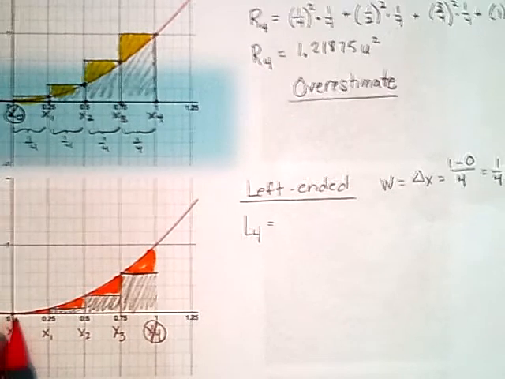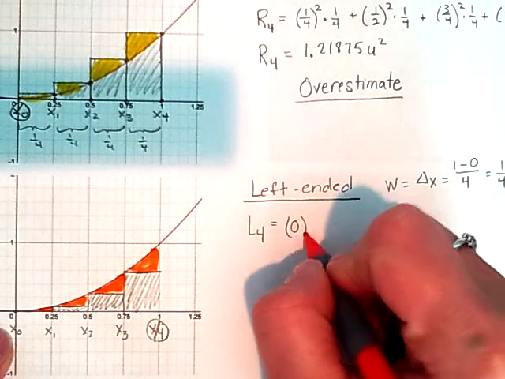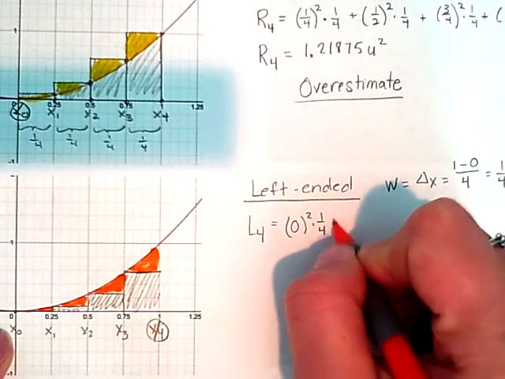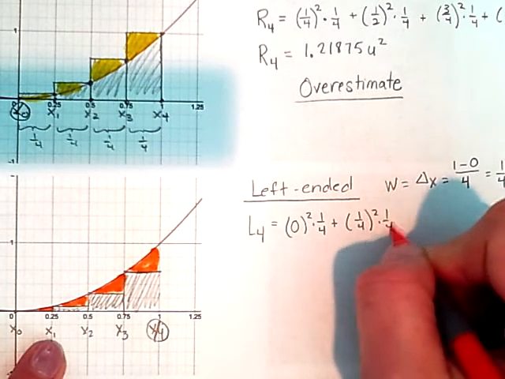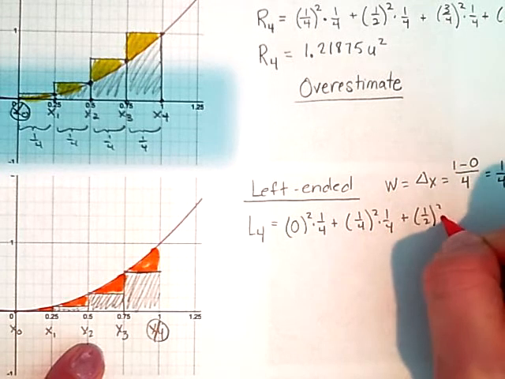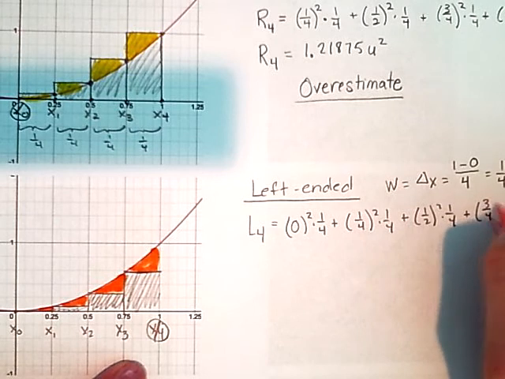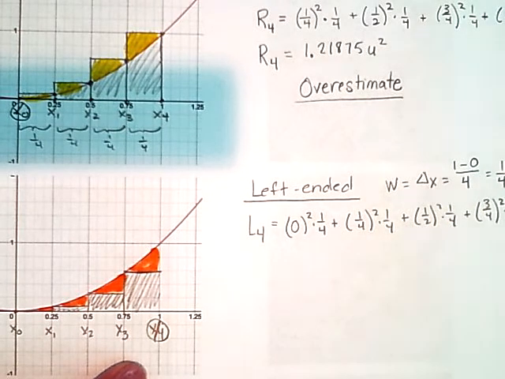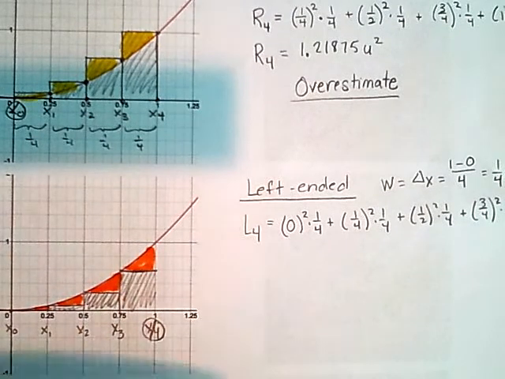So this time I'm going to start at my first position, which is 0. So I'm going to take 0 squared times 1/4. I'm going to take 1/4 squared times 1/4. I'm going to take 1/2 squared times 1/4. And I'm going to take 3/4 squared times 1/4. So you can see that I'm not having that last position at all.